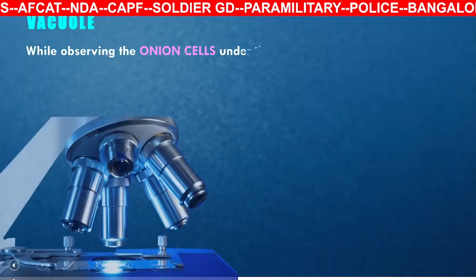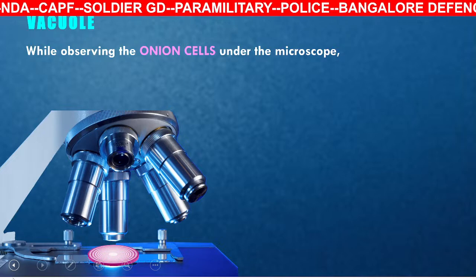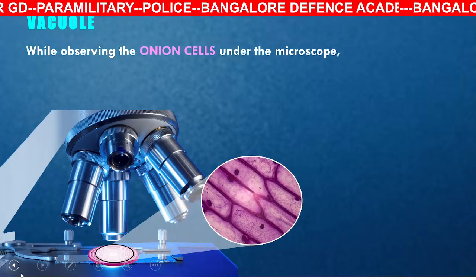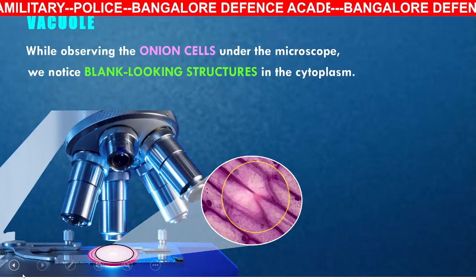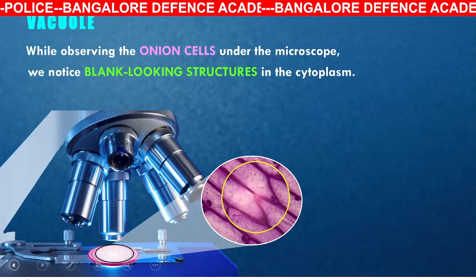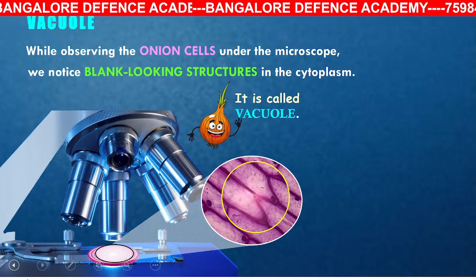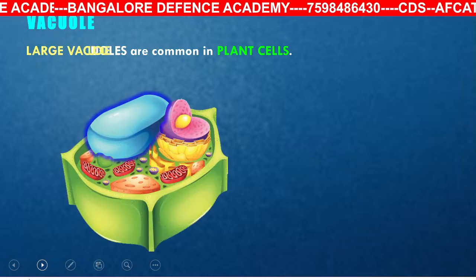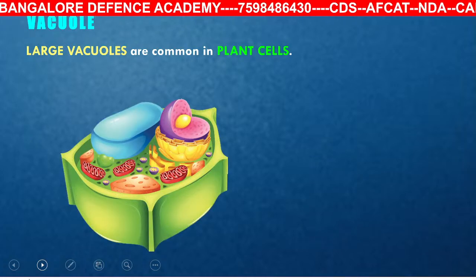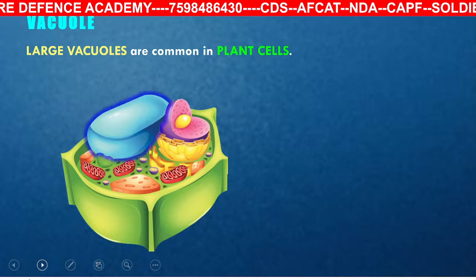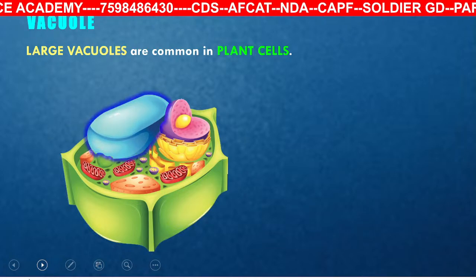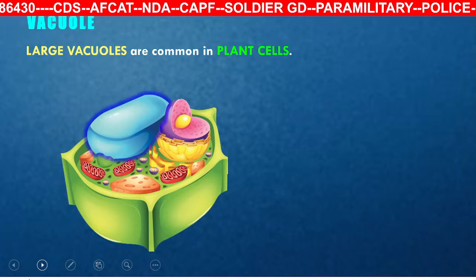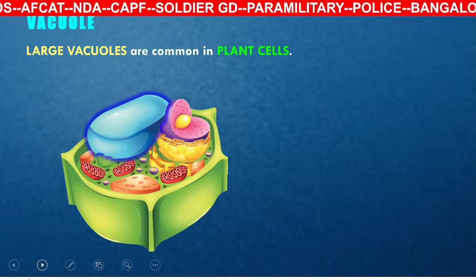Okay. Next, vacuole. While observing onion cells under the microscope, you can see like this. When you see the onion cell, it looks like this. We notice blank looking structures in the cytoplasm. So it is called a vacuole. Got it? Next, large vacuoles are common in plant cells. This is an important point distinguishing between plant cell and animal cell. In plant cells, the vacuoles will be large in size. So remember this. Vacuoles will be large in plant cells.